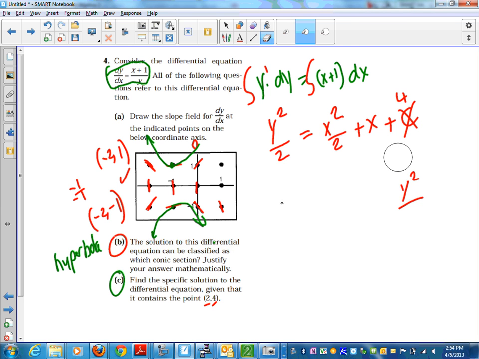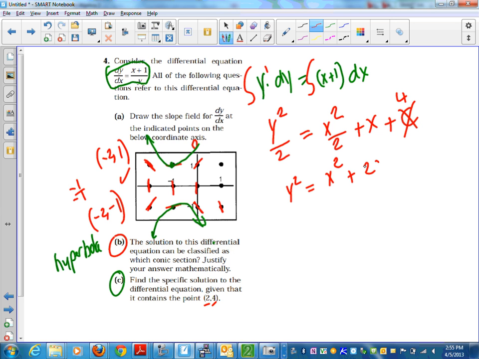Alright, so now we're just going to set up so we can plug in that 4. So we've got to get rid of this 2, so we're going to multiply everything by 2. And when we do, that becomes 8. Okay? Just doubled everything, basically. So now we've got to solve for y. So we're going to take the square root of both sides. So all this goes inside the square root. And we get x squared plus 2x plus 8.